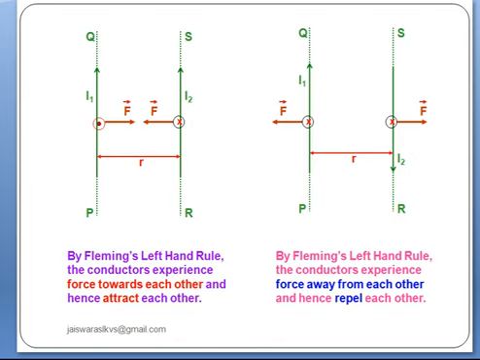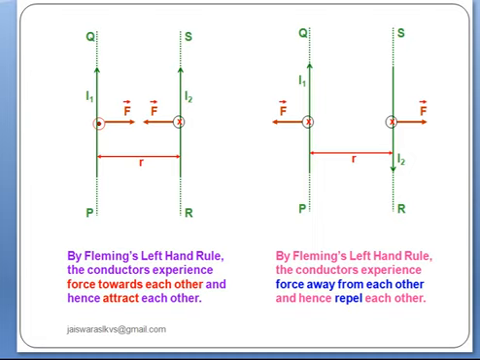In the first case, the direction of current in both the conductors is the same, that is, in the upward direction. So the magnetic field acting on conductor number 2, that is RS, due to PQ will be inside. How? By using the right hand curl rule, we can calculate the direction of the magnetic field.